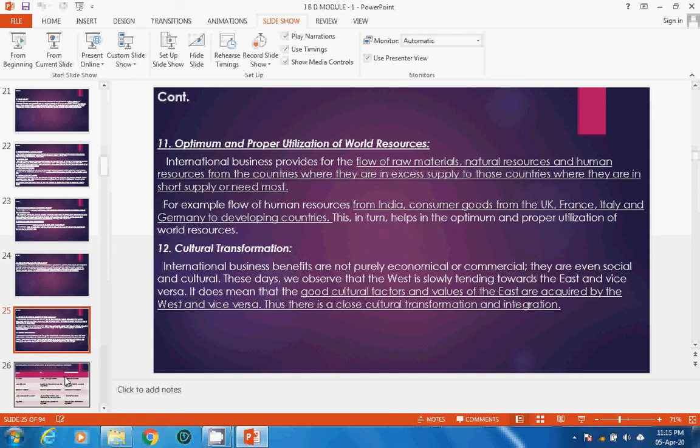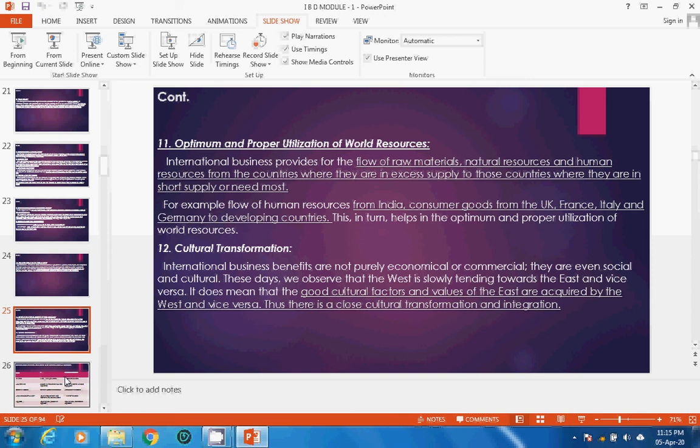International business provides the opportunity for the flow of raw materials, natural resources, and human resources from the countries where they are in excess, supplying those countries where they are in scarce, short supply, and needed most. For example, flow of human resources from India, consumer goods from the UK, France, Italy, and Germany to developing economies. So this in turn helps in optimum and proper utilization of world resources at large.